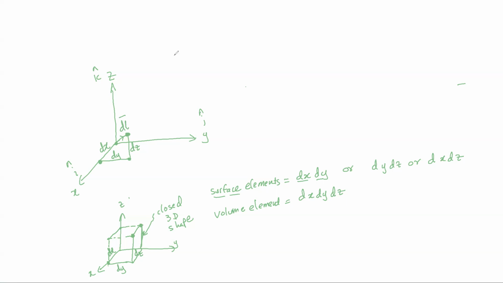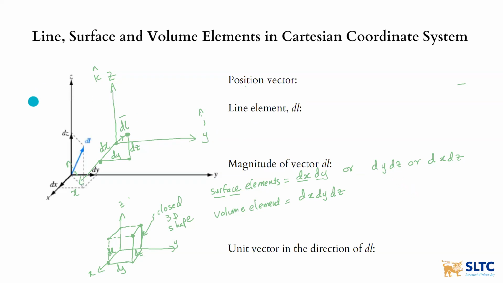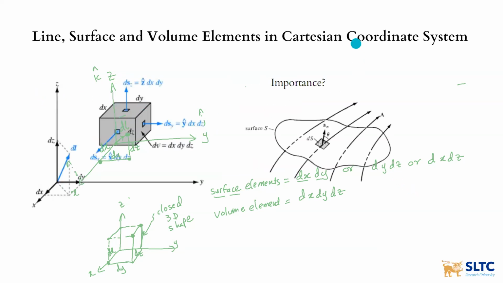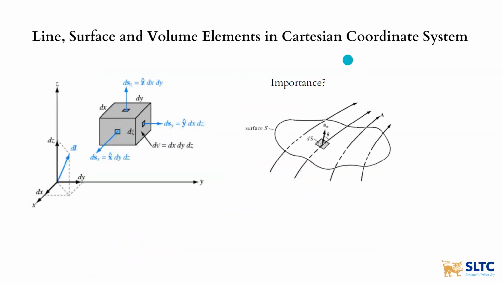So if this is not clear to you, please let me know. Those are the definitions of volume, surface, and line element that we can define for a Cartesian or any type of coordinate system. So the same thing is shown in this diagram as well. There's another definition that I did not mention to you. I will mention that in the next slides.